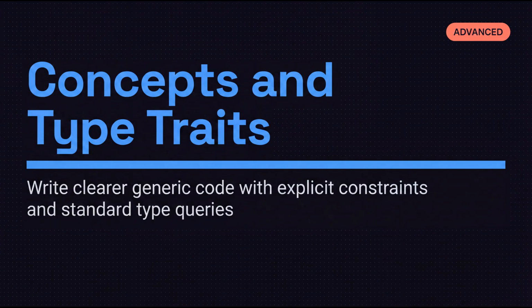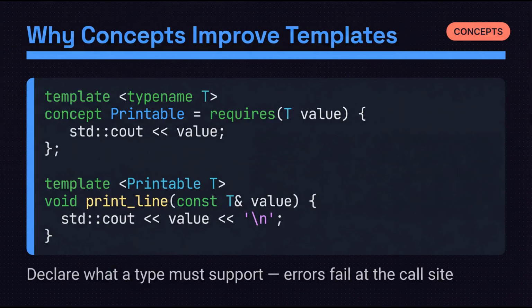Let's get into it. Traditional templates often fail with long, unreadable error messages that point deep inside the implementation. Concepts fix this by declaring what a type must support up front. Here we define a printable concept. The type must support being streamed to cout. Then we constrain the function, template printable T.